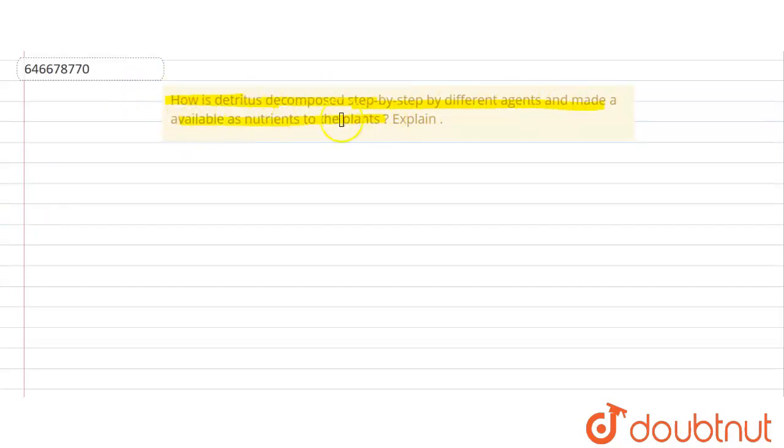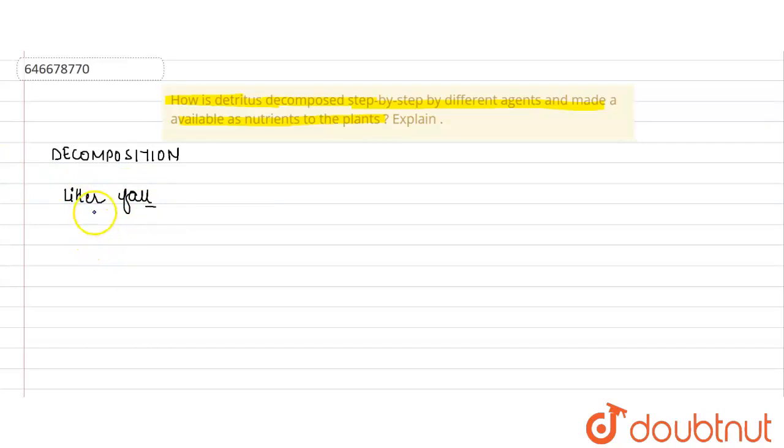Hello everyone, so here's the question: how is detritus decomposed step by step by the different agents and made available as a nutrient to the plant? Explain. So the detritus or the decomposition, we will study about the decomposition. Decomposition basically starts from the litter fall. What is a litter fall? The dried leaves or the plant parts that have fallen off. From that we will start.